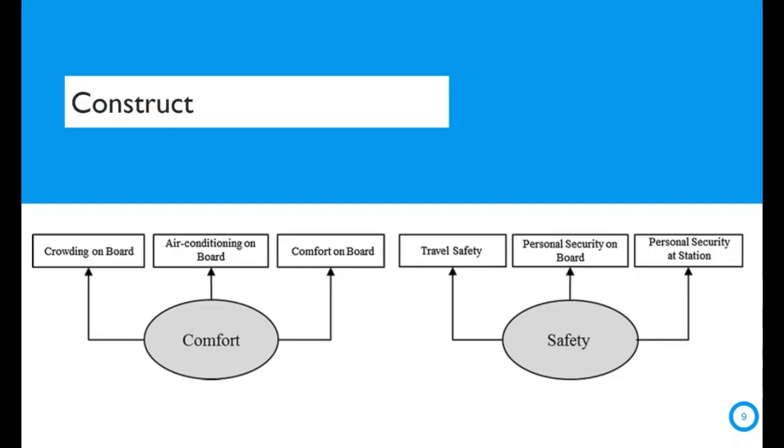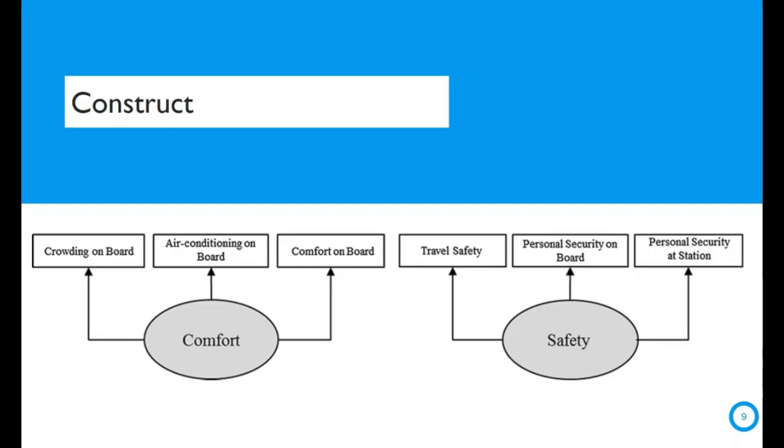So in that specific context, we are going to use three items in order to measure one big construct, which we call safety. Another example is comfort: crowding on board, air conditioning on board, and comfort on board. These all are based on literature review. We cannot create the construct by ourselves, no, never. So we use the literature review in order to develop the survey instruments and also to define our constructs in our study.